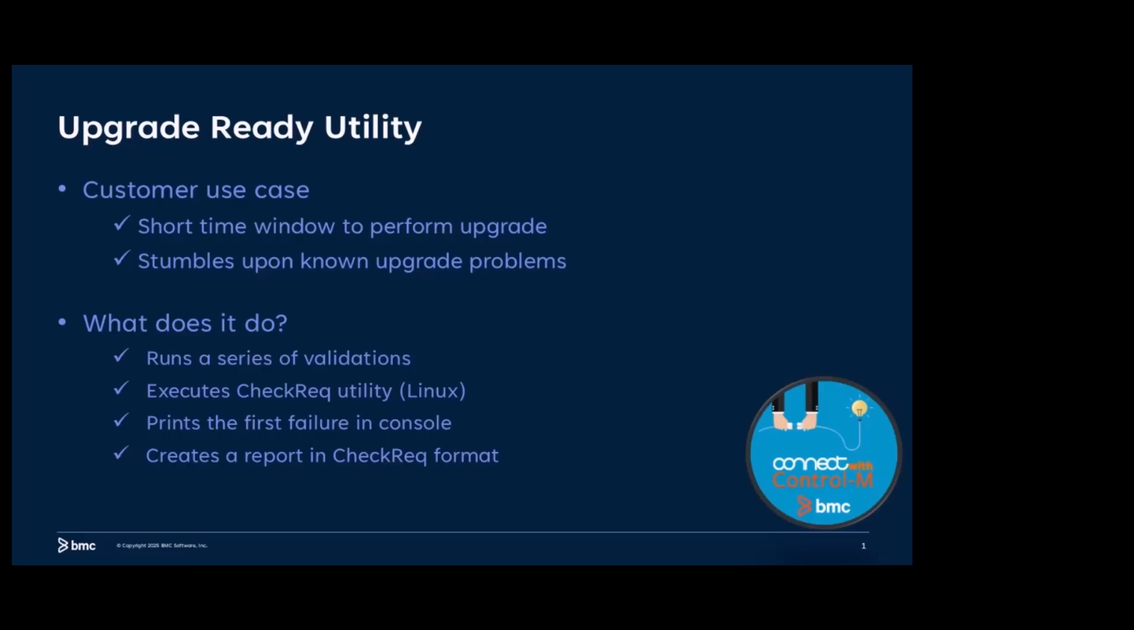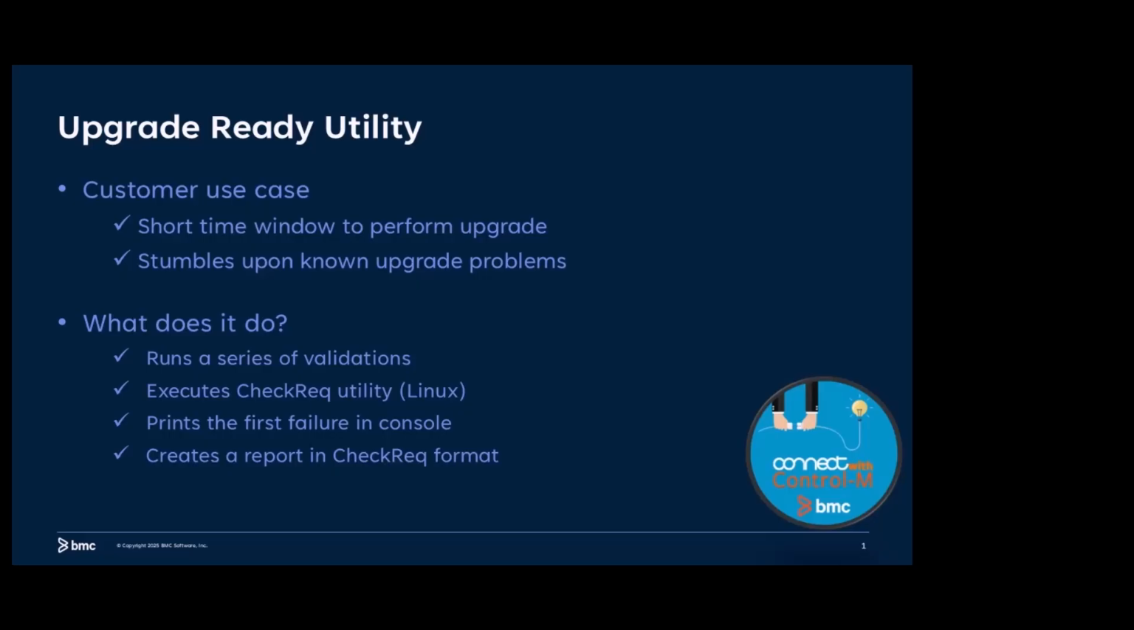In this section, I will talk about the new upgrade ready utility introduced in version 9.0.22, which will help us to verify if minimum requirements are met for the Control-M EM or Control-M Server upgrade. This utility was planned for those scenarios in which customers have a short window to perform an upgrade and it stumbles upon known upgrade problems. This way, customers can detect upgrade problems by running this utility ahead of time.